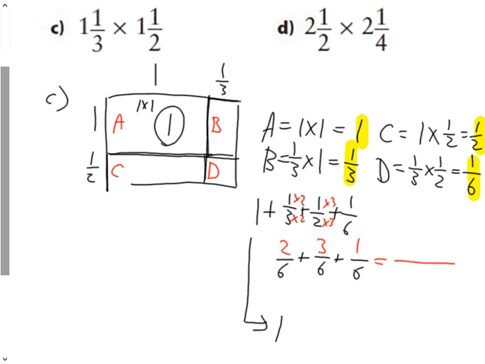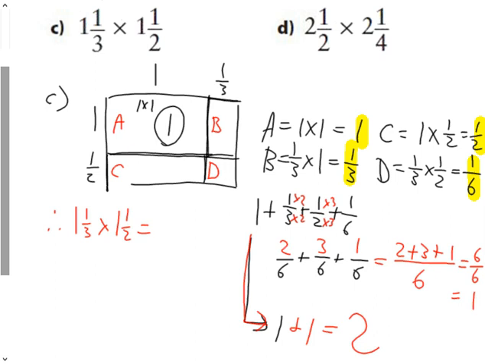Now that you have common denominators, keep your denominator and add your numerators. You're going to get 6/6, which is equal to 1. This 1 that we brought down already has to be added to the sum of the fractions, which is 1. So therefore, your answer is 2. And therefore, 1 1/3 multiplied by 1 1/2 should equal 2.